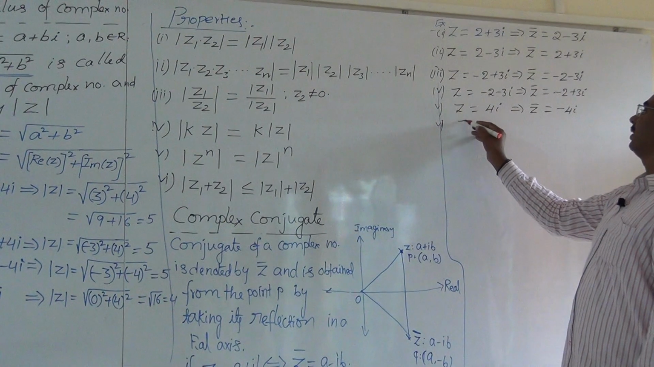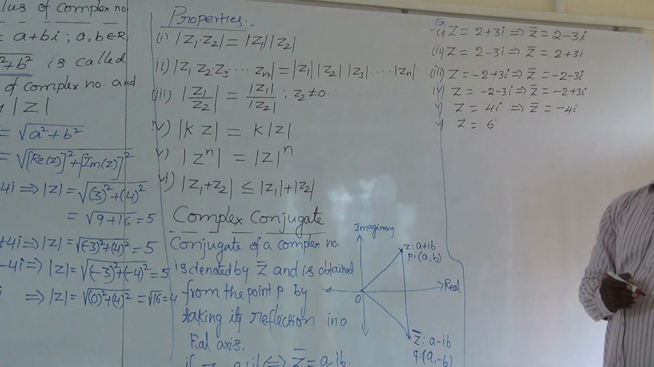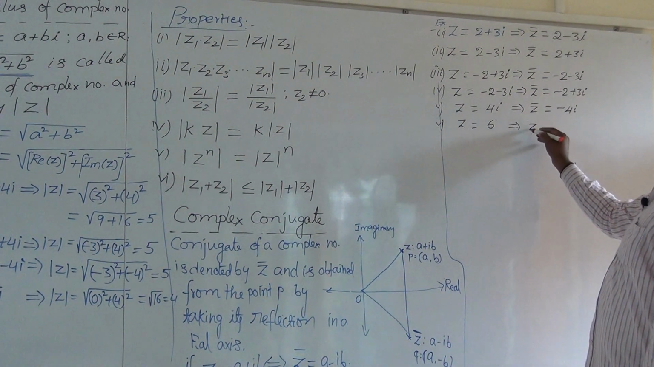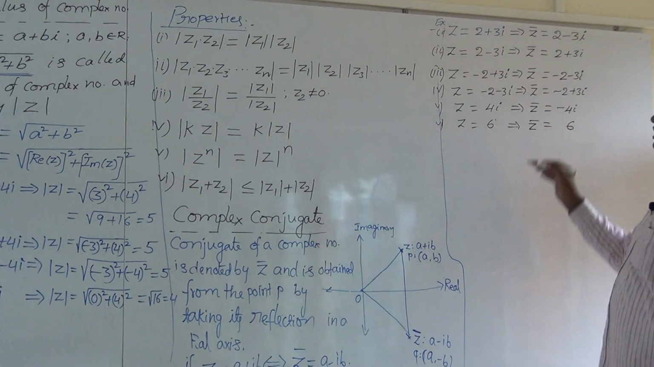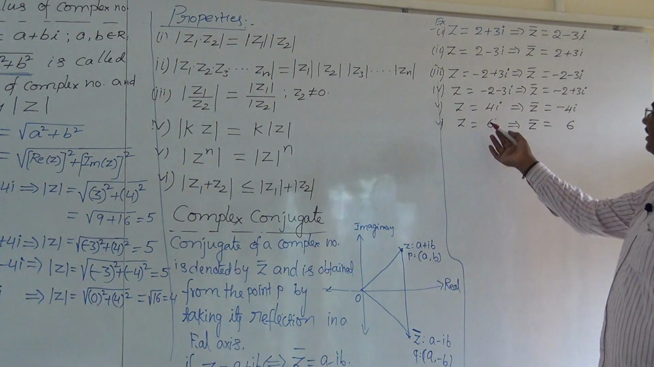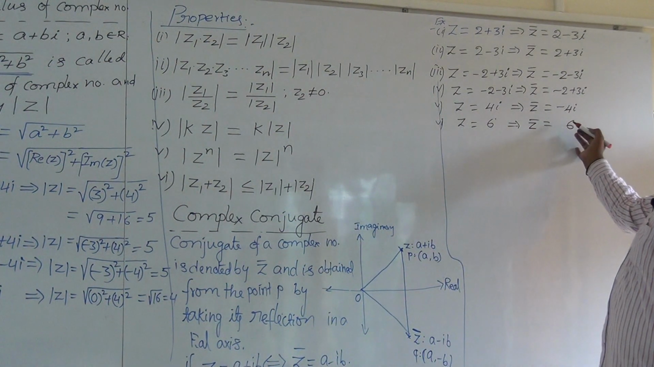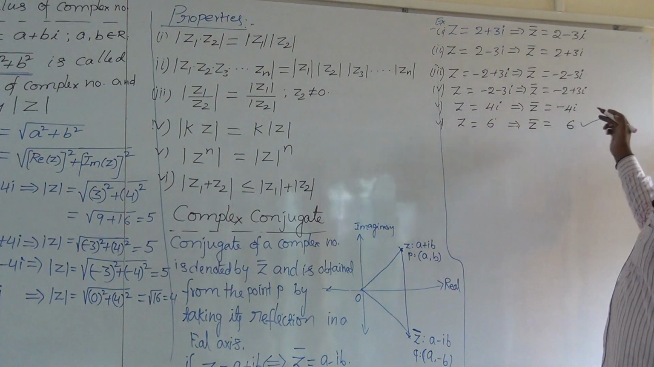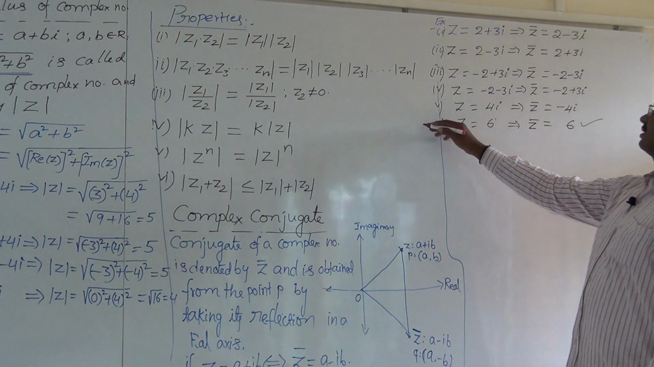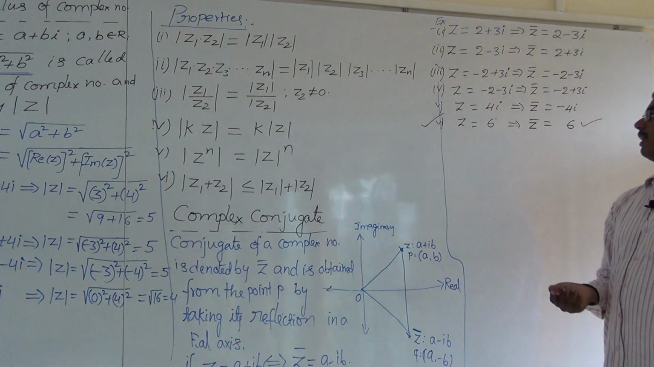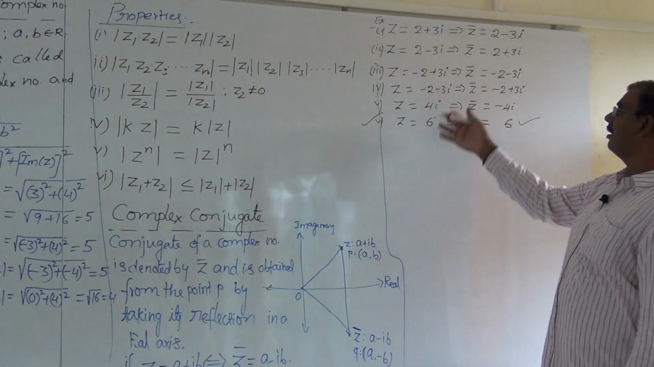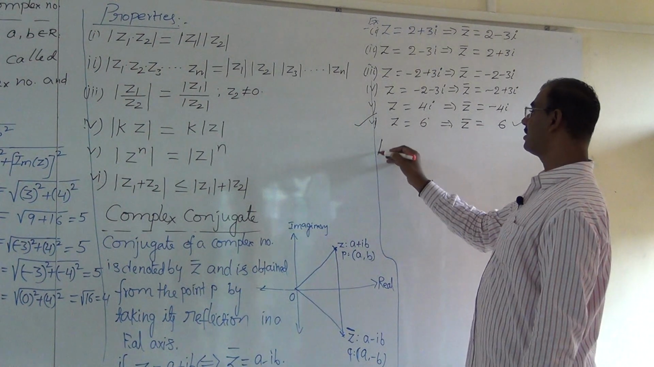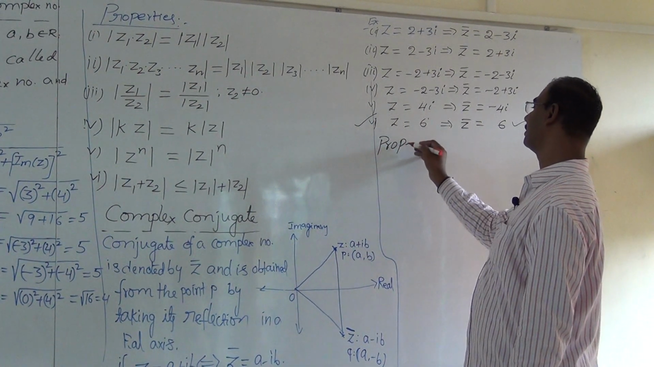For example, if Z is equal to 6 is given, how do we find the conjugate of the complex number? Minus 6? Is it the right answer? No, because it is a real number; there is no imaginary part. The imaginary part is 0. Hence, we should take only 6. This is called the conjugate of a complex number. We can do plenty of examples like this. Now we are going to the properties of conjugate complex numbers.